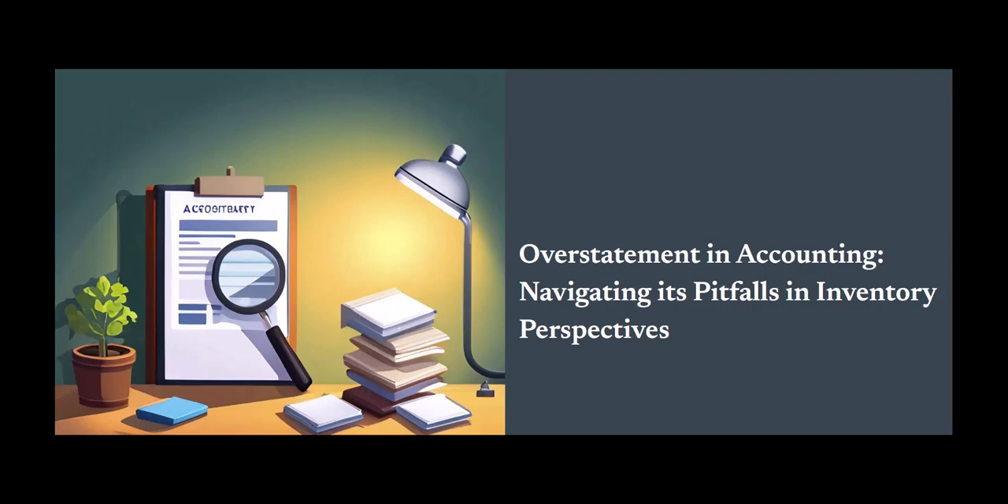Moreover, overstatement can skew your key performance indicators. Let's say your inventory turnover ratio is artificially inflated. This could lead management to believe that inventory is moving quickly, prompting decisions based on false premises. You might find yourself overproducing or misallocating resources, which can directly impact profitability and operational efficiency. It's a slippery slope that can lead to missed opportunities and wasted resources.